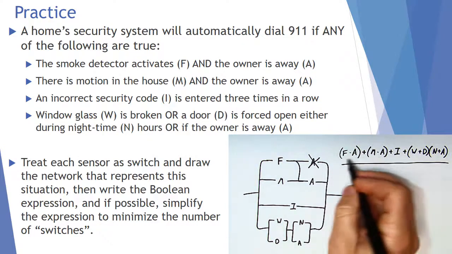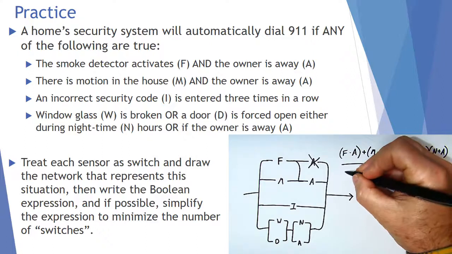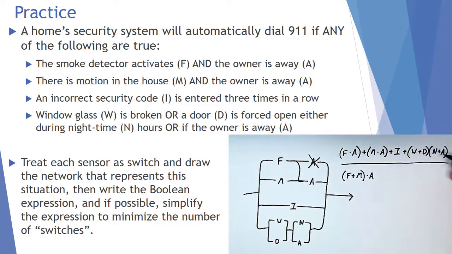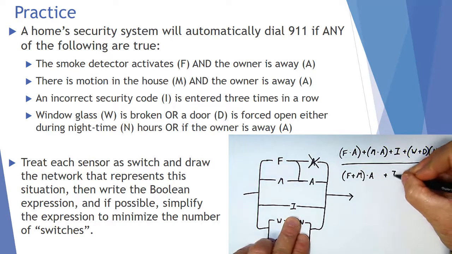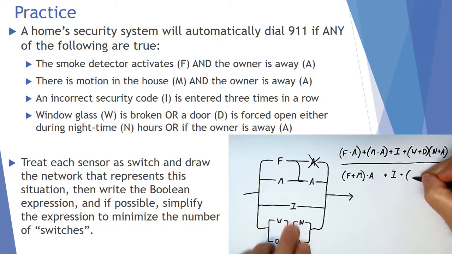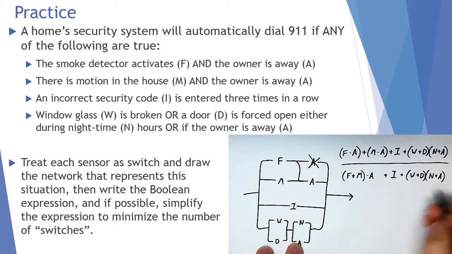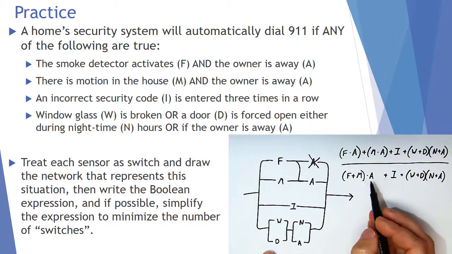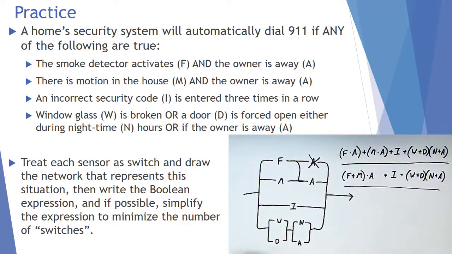Which means these 2 could be simplified to say we can have F or M while the owner is away. Or we can have the incorrect code entered 3 times, or we can have W or D and nighttime or away. And that is 1 switch simpler. Now, that's not much, but it is simpler. And again, that's what we're going to focus on in our next lesson, because there's a real value in being able to take a network and write it in the most efficient way.